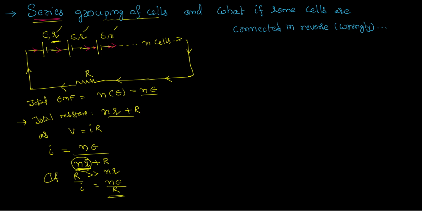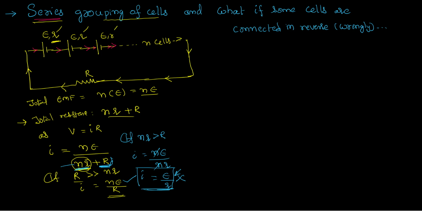That is, if nr, the internal resistance together, is much bigger than the external resistance of the circuit. Now this capital R has to be ignored because nr is much larger. Then your I will become nE by nr, with n and n getting cancelled. So the current generated in this circuit is the EMF of one battery divided by internal resistance, that is equal to the current generated across only one battery. That means though you connect n cells, you get a current value that is very small, that is E by r, which is not at all suggestible.